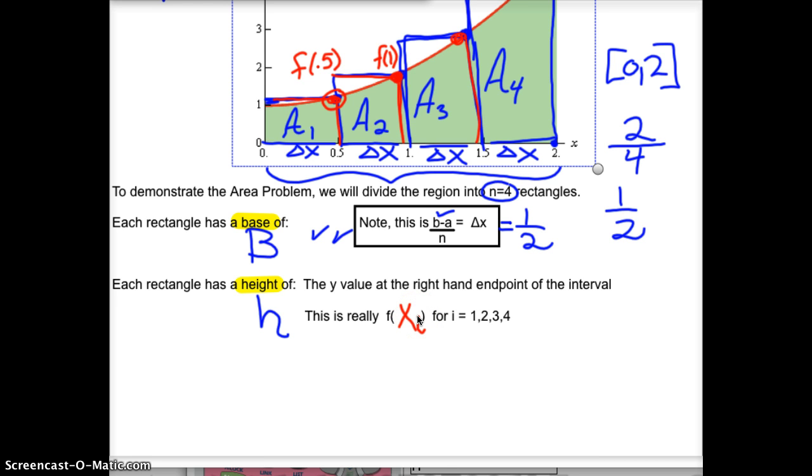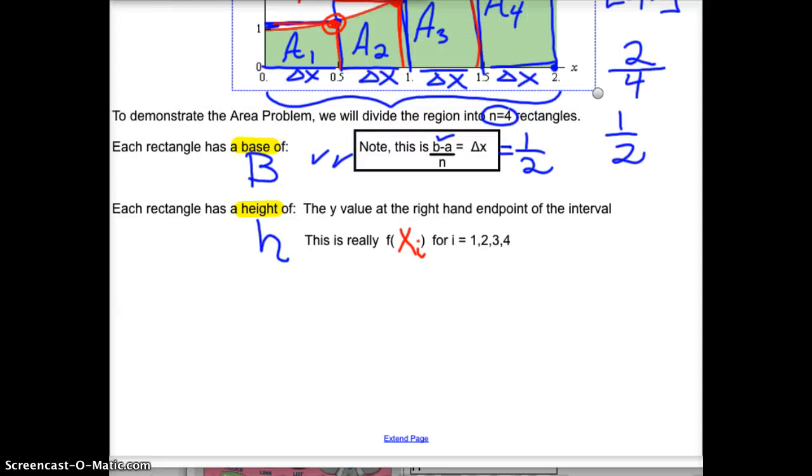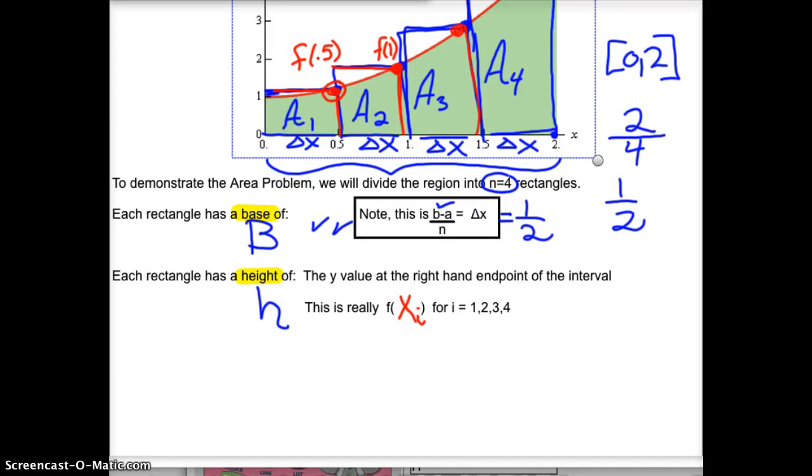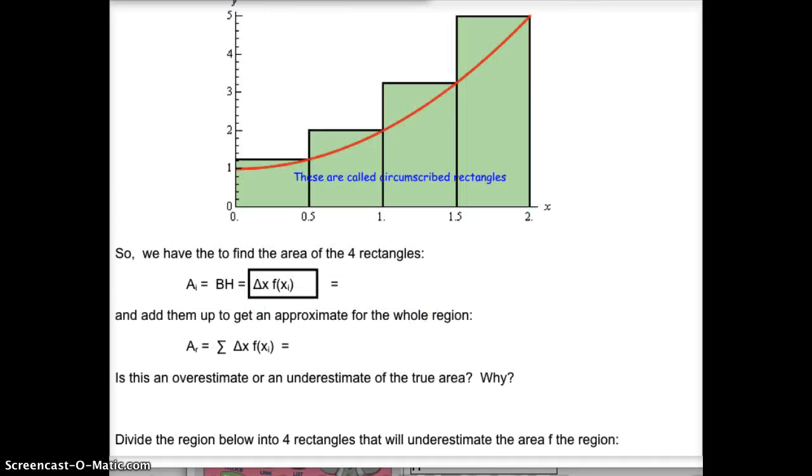So there's a lot of notation in this section that I wouldn't memorize, and I wouldn't get too stressed out if you don't really get the notation, because basically what we're going to be doing is finding the areas of rectangles, and if you just keep that in the back of your head, you'll be very successful. So let's go to the next page.